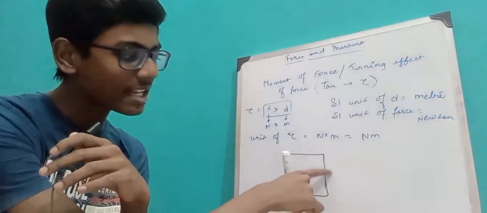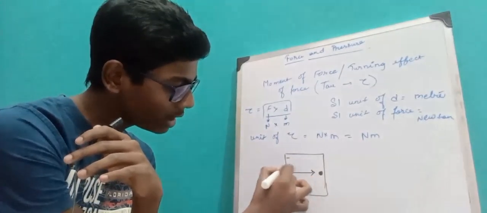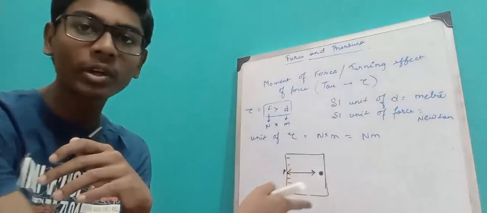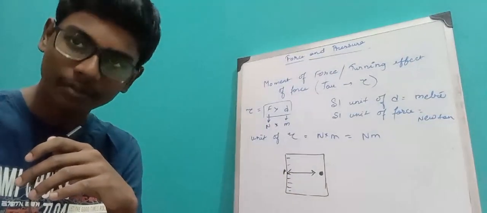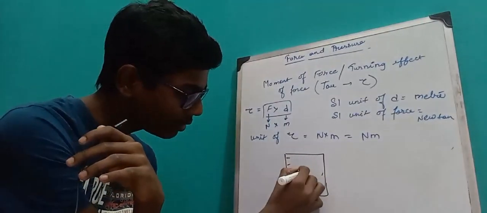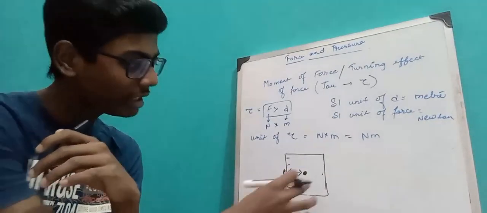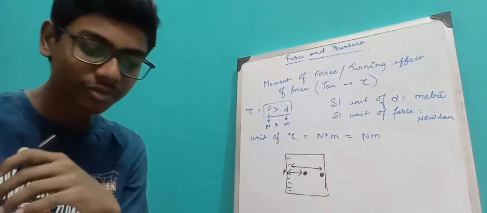So the handle is placed at the free end. The more the distance from this pivot, the more will be the turning effect of the force. So the amount of force applied will obviously be less. Now if the handle is placed here, then we have to apply more force since the distance is less. And here, we have to apply less force, right?